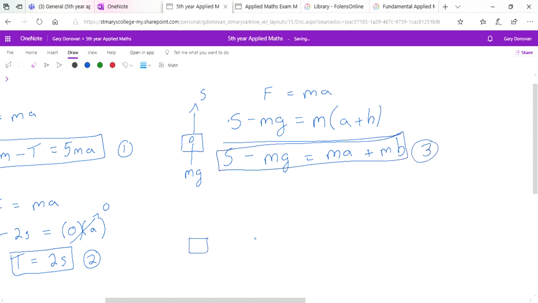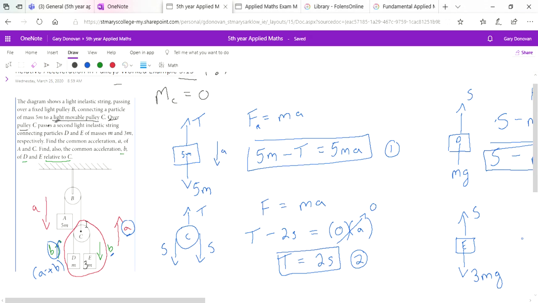Next one is our particle E. Now particle E has a mass of 3m, so its weight is 3mg, and it's being pulled up with a force S. Now when we look at particle E, and we'll go back to our picture here for a minute, we have two options really. Overall, is it actually moving down, or overall is it moving up? And what you need to do here is you actually need to just make an assumption. So we're going to make the assumption that it's moving down overall.